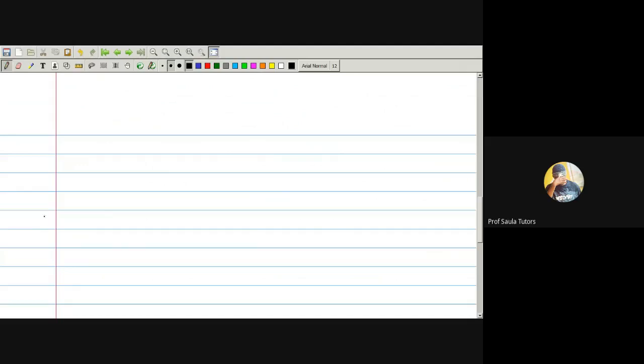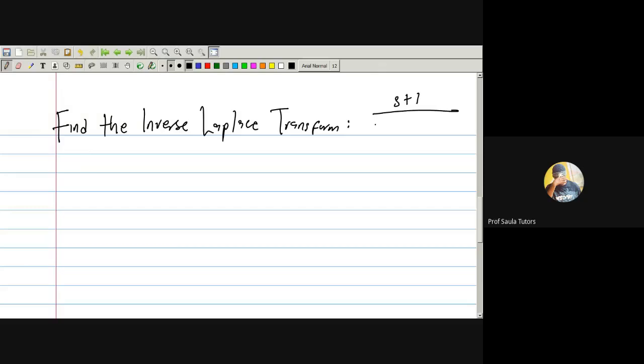What is the question? The question is to find the inverse Laplace transform of this. They give something like this: s plus 1 all over s squared plus s minus 6. I want to get that. Now, let's go.